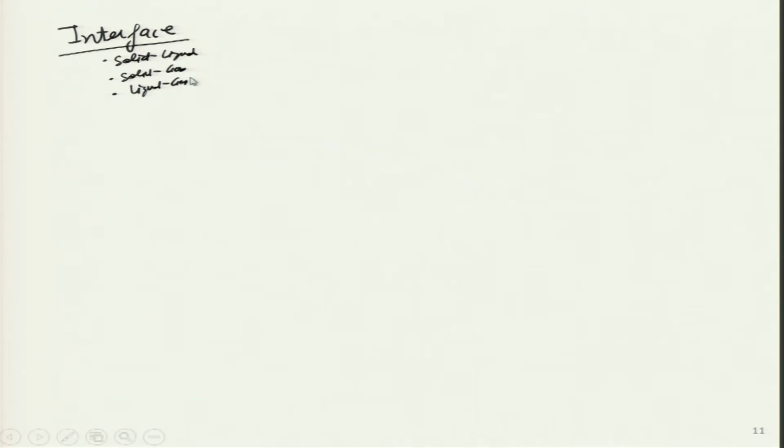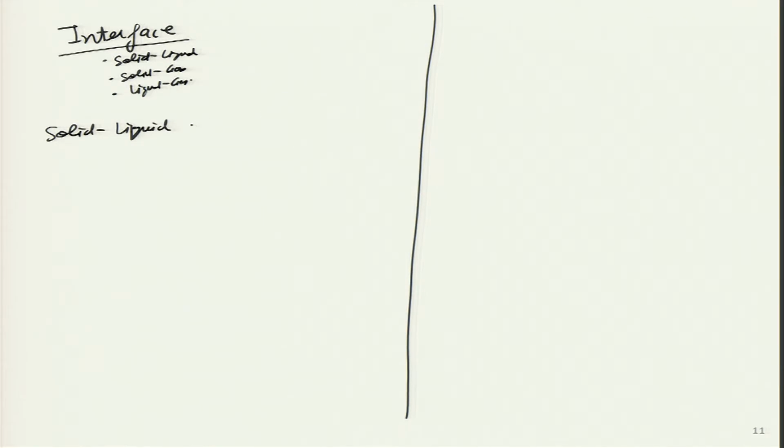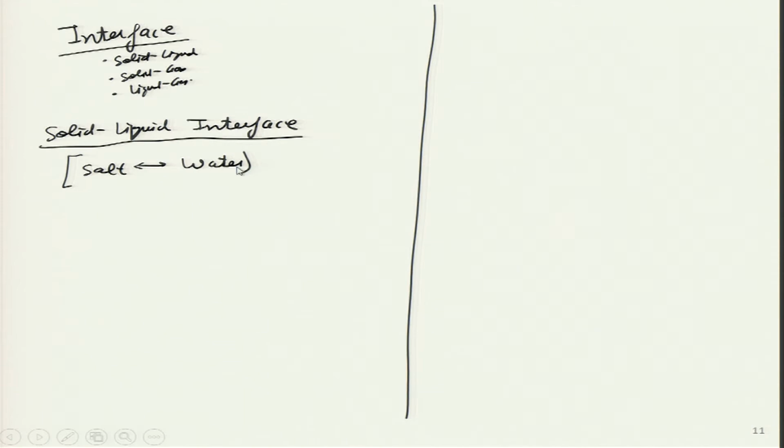So, let us look at the first example, which is a solid-liquid interface. First let us look at it, then we will figure out what the physics behind it is. The example I will take is from our day-to-day life. We always mix some salt into water, we can even mix sugar into water. So, these are all examples that we can consider. Let me draw it over here, because here I have more space.